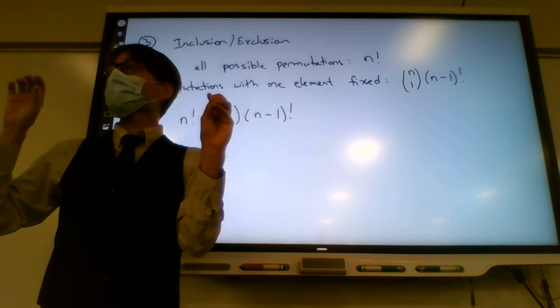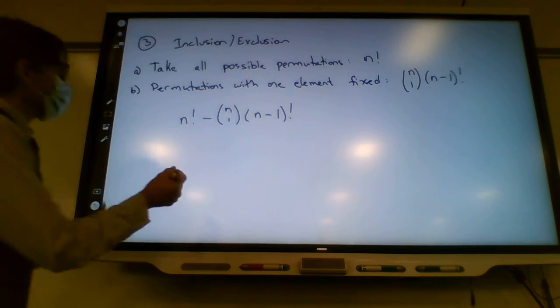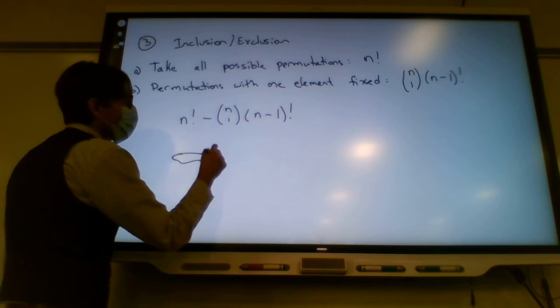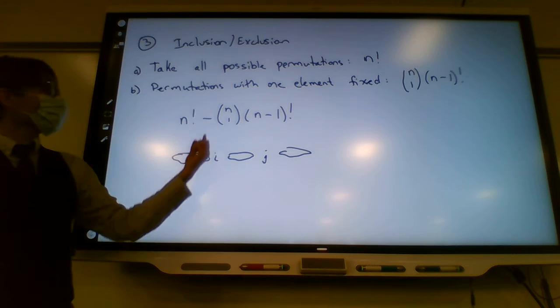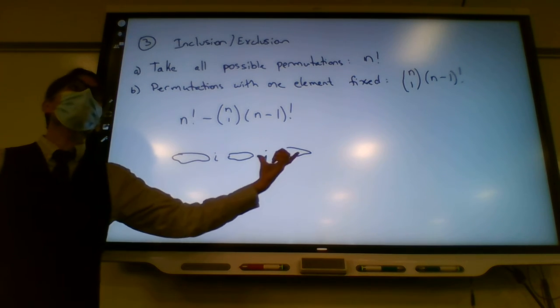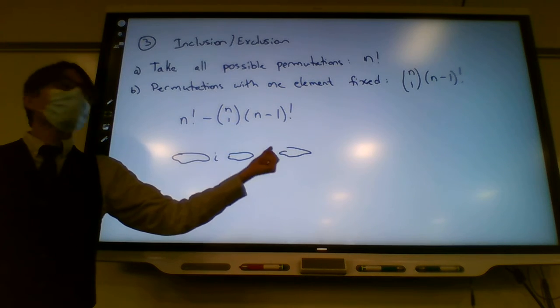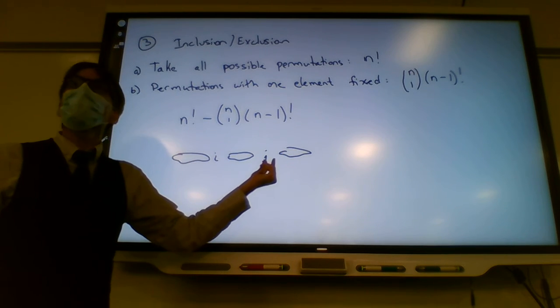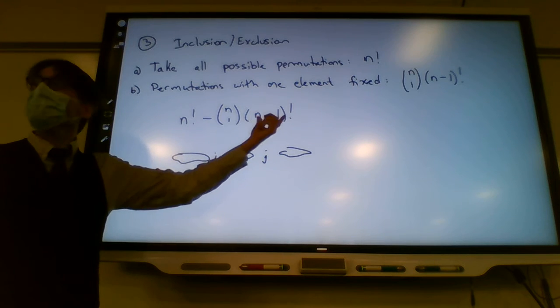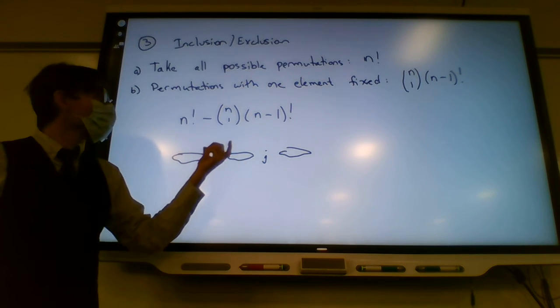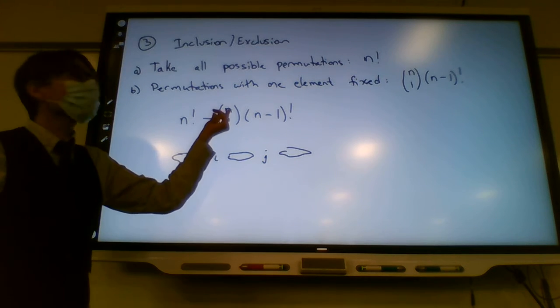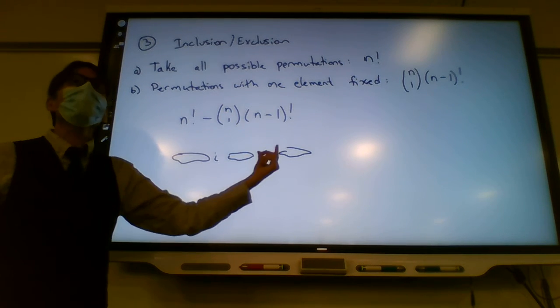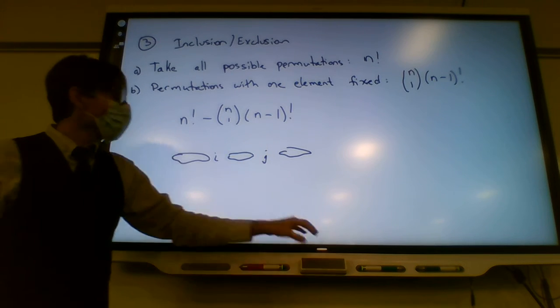Does that make sense? So we have a permutation, with I here, and then J, and then whatever. When we picked I to focus on, we threw away this permutation. But later, when we were focusing on J, this same permutation would have come up, and we threw it away there as well. So this one permutation, we threw away twice. We threw it away when we were focusing on I, and then later when we were focusing on J.